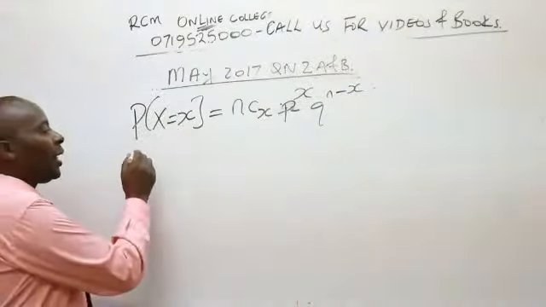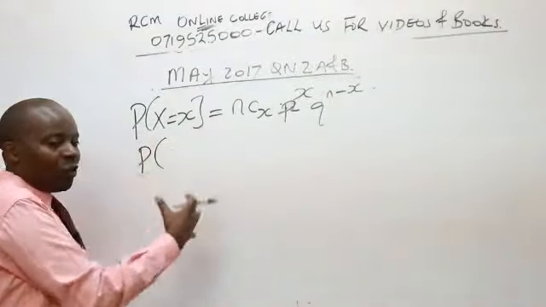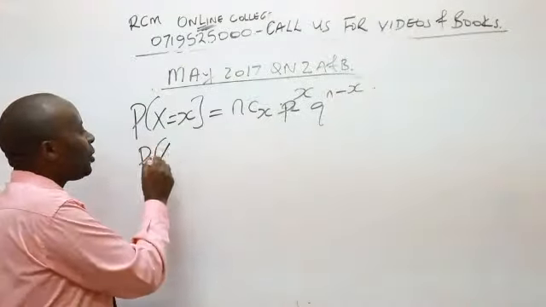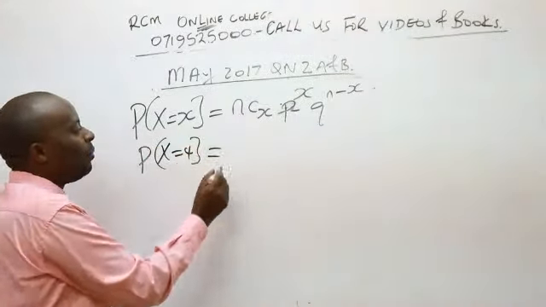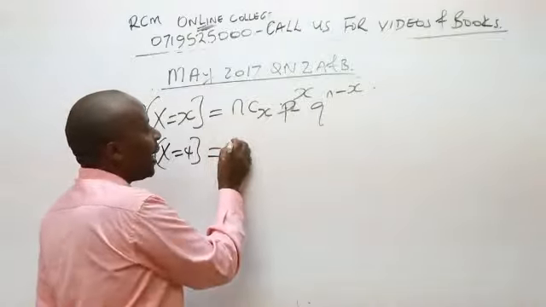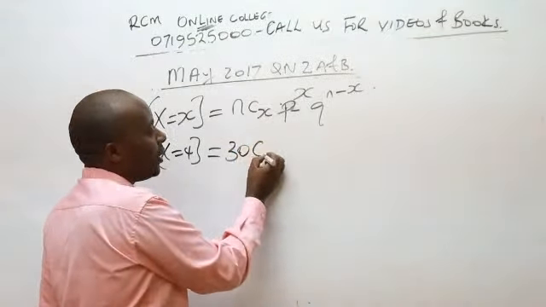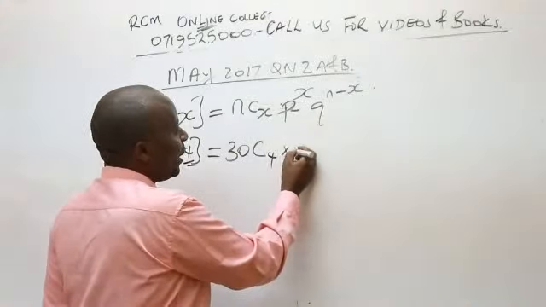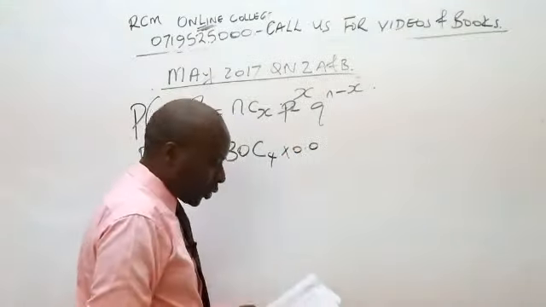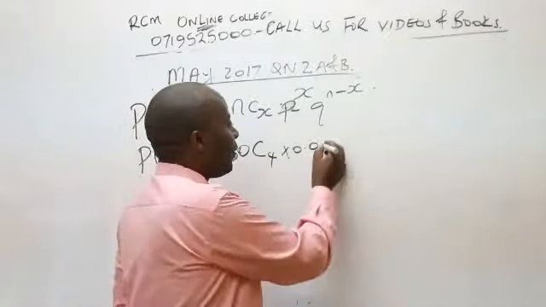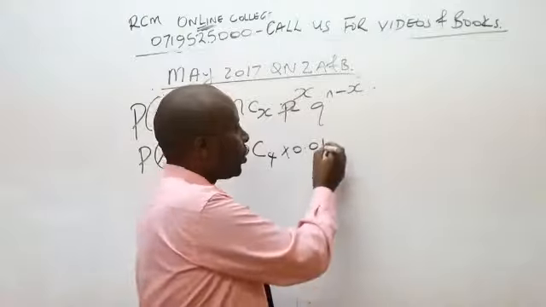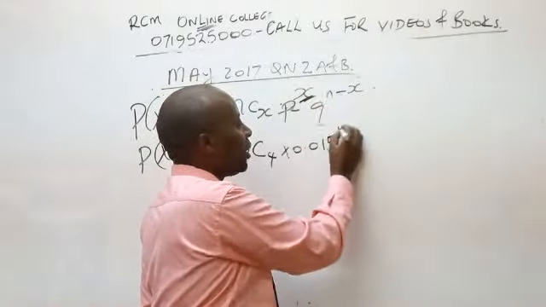So I'm moving quite fast because I know you have now become accustomed to this. This now is quite simple to us. So the probability of x being equal to 4 will be equal to n, ladies and gentlemen, n here is 30, combinations x parameter is 4. And then we have the probability of our success, which is 0.015 raised to x, which is 4.